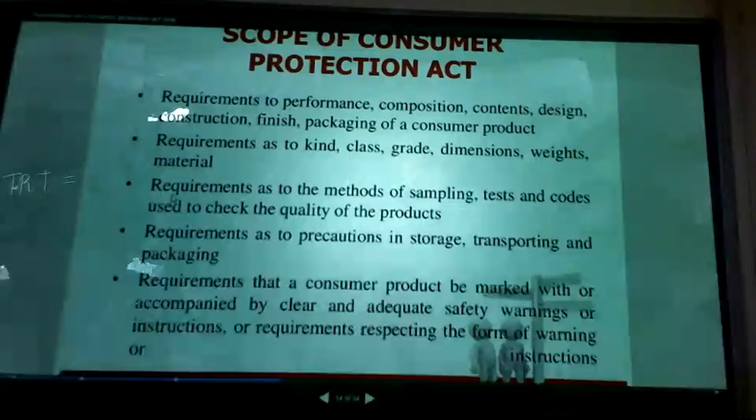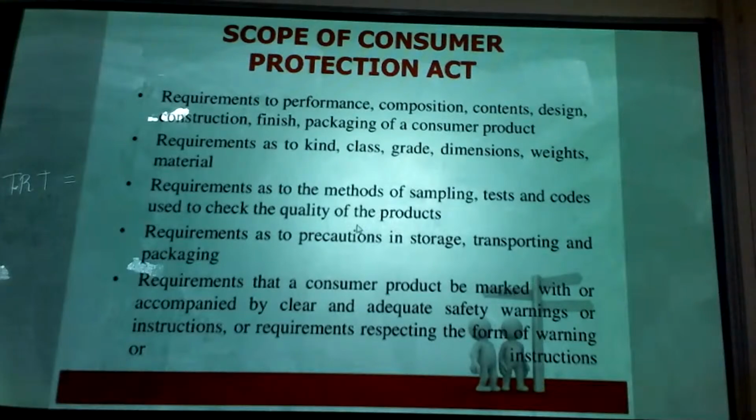So that is another major scope. A requirement of a method of sampling test is also used to check the quality of the product. Ultimately, when we are purchasing goods, you have a right to check the sample as well as to receive the sample. Also, you have rights as consumers. So that is also another major requirement.